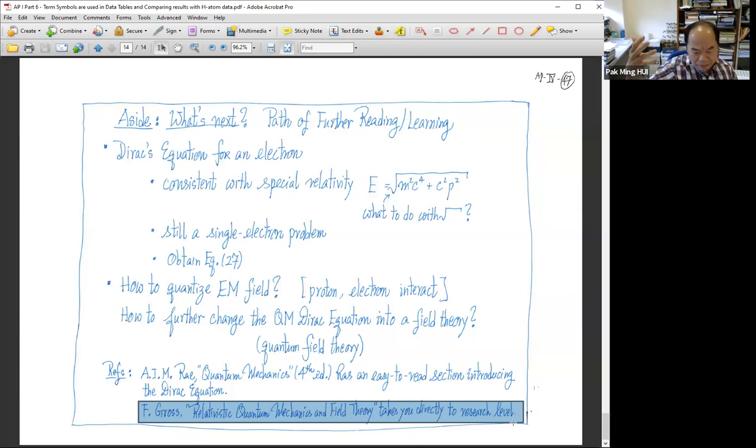Even though this book was written for those who will do particle physics, this hydrogen atom material is included there. So this is optional. Don't spend too much of your time on that. But for those who want to know the path forward, this is my suggestion.